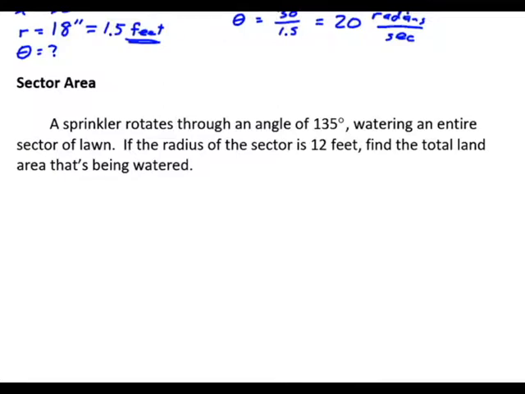Take a look at this example of sector area. With this in the formula, you should be able to figure it out. But be careful, there's a nasty twist in here right up front. It has to do with the angle. Try it out.